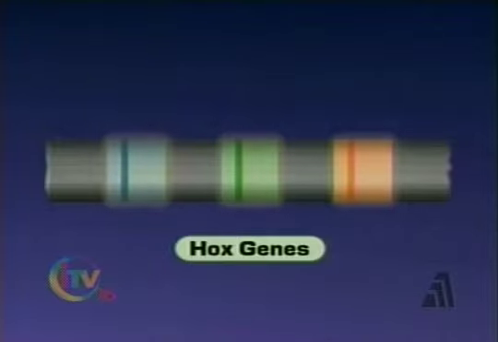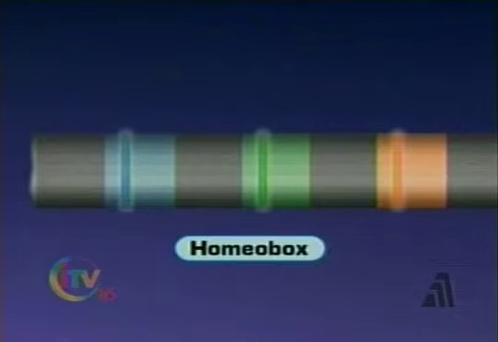The normal function of a homeotic gene is to define the part of the body that should be in an appropriate place along its anterior-posterior axis. Some homeotic genes, called Hox genes, contain a nucleotide sequence 180 base pairs long. This sequence is called the homeobox.